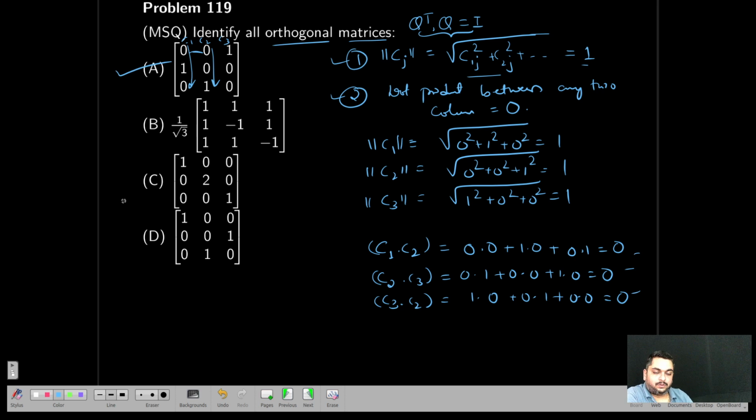Similarly, we check for all these three. Except C, we'll get all these as true. For C, if I take this column length, it will be the square root of 0 square plus 4 plus 0, that is 2, which is not equal to 1. Therefore, it's not orthogonal.